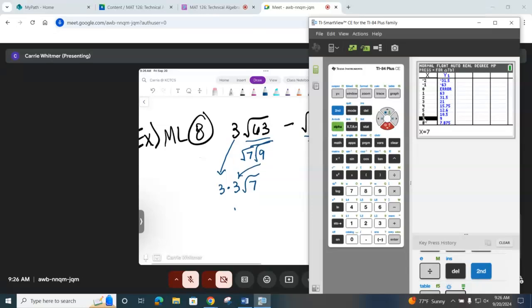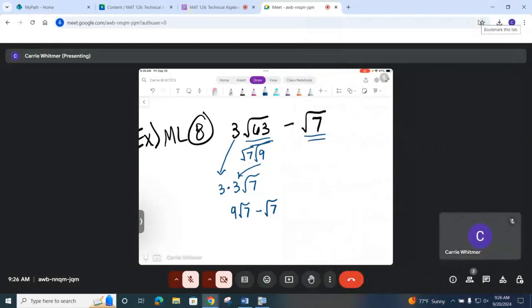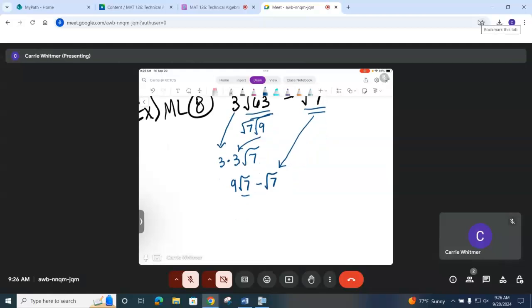So now I have 9 radical 7, and I'm subtracting radical 7 from it. All I did there was bring that one down. So now I do have like terms because these are both radical 7s. And I just need to see now how many do I have. Well, this is a coefficient of 9. And then if there's not a coefficient in front of that other one, you can assume it's a 1. So 9 minus 1 is 8. So that simplifies to 8 radical 7.